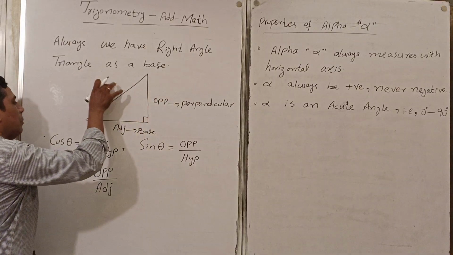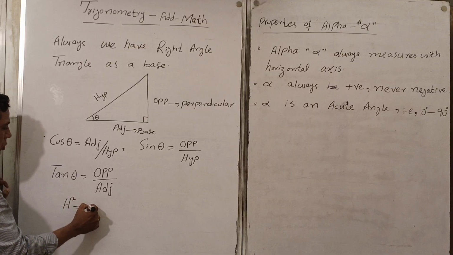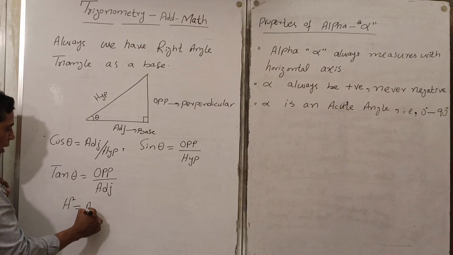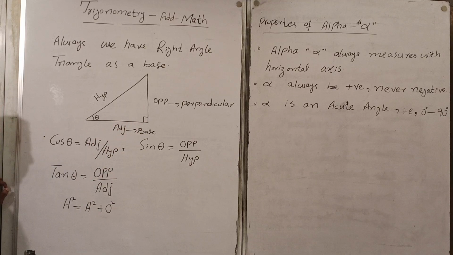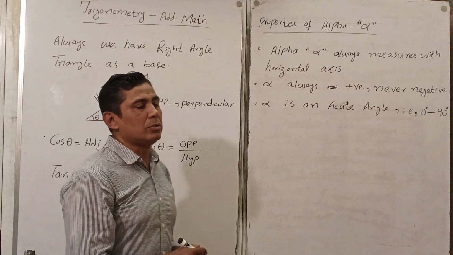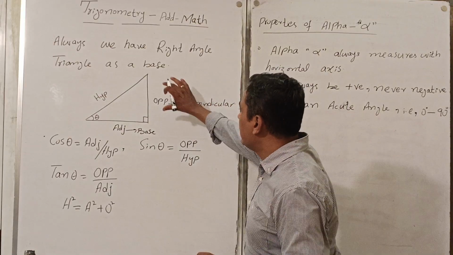And what is the basic formula to find these distance values, either adjacent, opposite or hypotenuse? You have the formula of h square equal to what? a square plus o square, right? Pythagoras theorem. This is the Pythagoras theorem. Through the Pythagoras theorem, you can find the value of these given lengths.